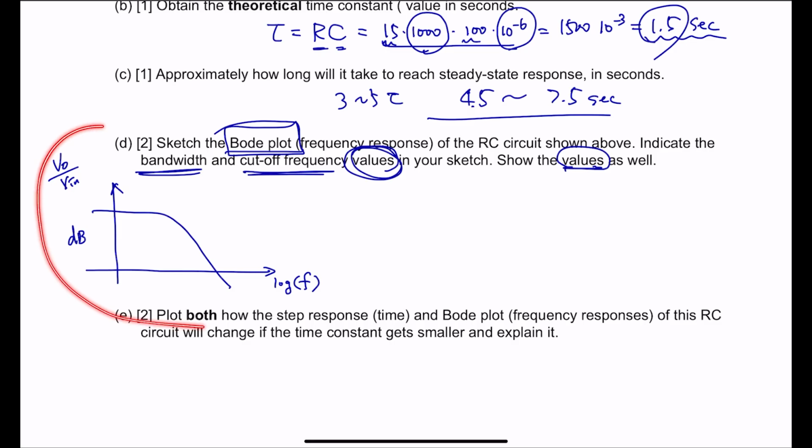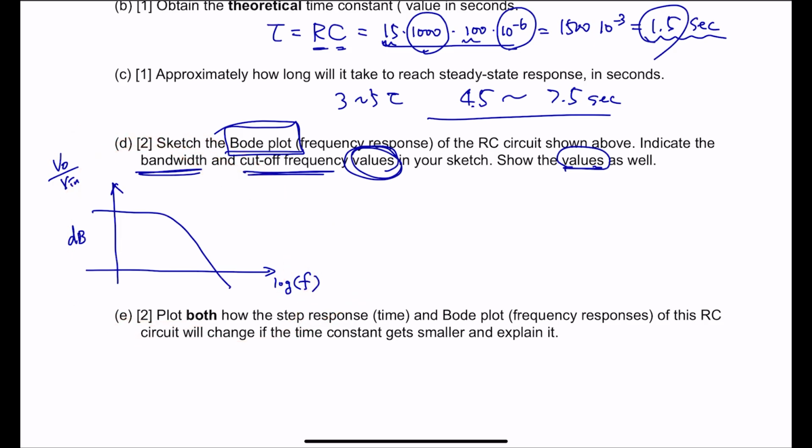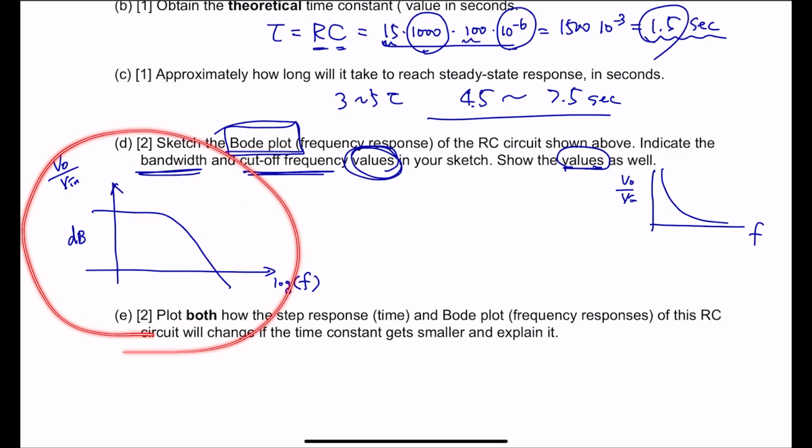Here, surprisingly, there was nobody who made this graph correctly. I was a little bit surprised. Okay? I've seen some of the students put a frequency and put dB like that. Well, this thing is almost correct. If you just plot V out over V in on a linear scale, it may look like this, but if you convert this into decibel and convert this into log scale, then it's going to look like that. And a Bode plot specifically needs to meet this condition. Okay, so this is the Bode plot.